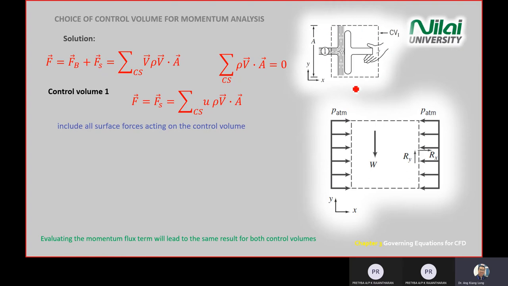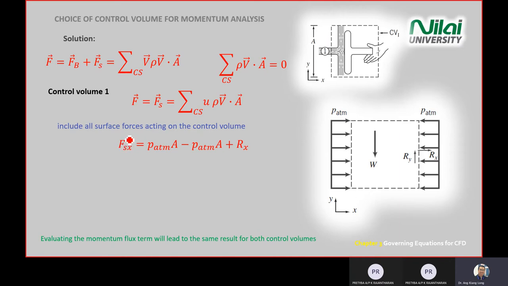So the dotted line is the control volume. We have pressure acting on the left and right, because what acts on the left is atmospheric pressure, and what acts on the right is also atmospheric pressure. However, there will be a reaction force acting on the hand to stop the flow. And then there is a weight W, the body force, going down. So for control volume number one, your free body diagram will look like this. You have your Ry and Rx on the right here, and you can cancel the atmospheric pressure left and right. And then there's a body force pointing down.